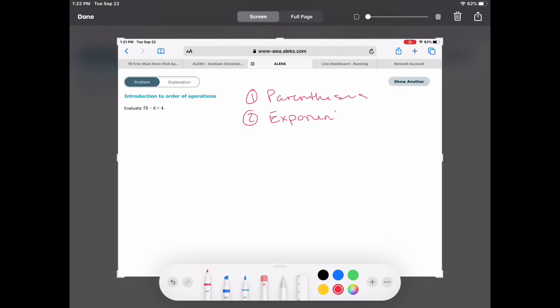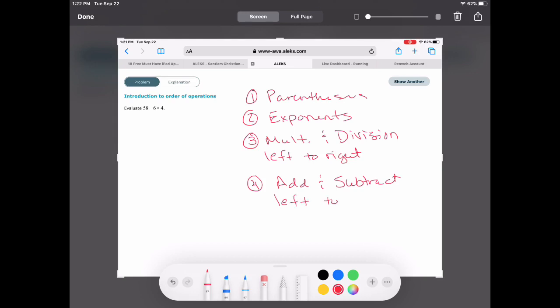Exponents, parentheses, exponents, 3. Multiplication and division, they are equal. We always do these left to right, just like you read. After we're done with that, we can do addition and subtraction. Same, left to right. This is the order that everybody does it in. This is how we speak this language, right? So I'm not going to do 58 minus 6 first. I'm just going to keep it 58 minus, but I'm going to do this 6 times 4.